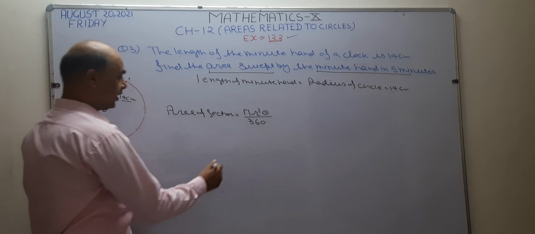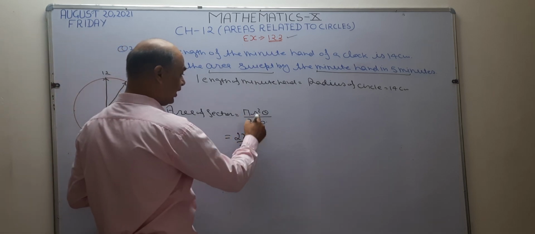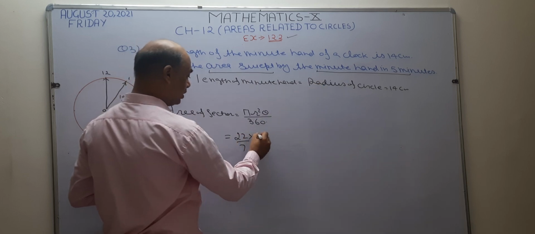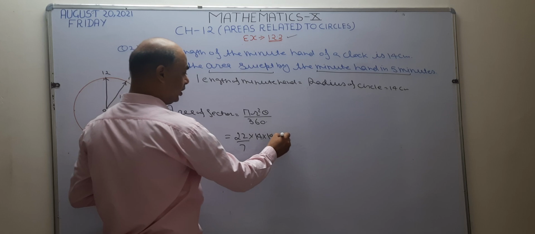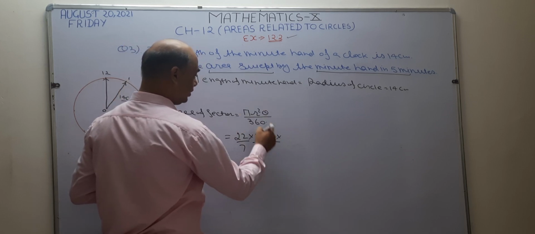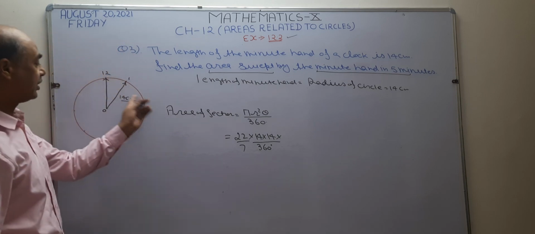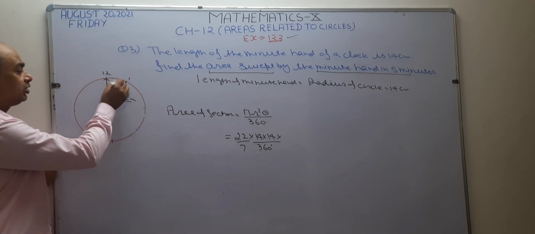Okay, so right here value of pi is 22 by 7. Radius now given 14. Right here 14 into 14. R square is there. Now theta is missing. In this question, this angle theta is not given. So I want to check what is the angle made by minute hand during this interval.